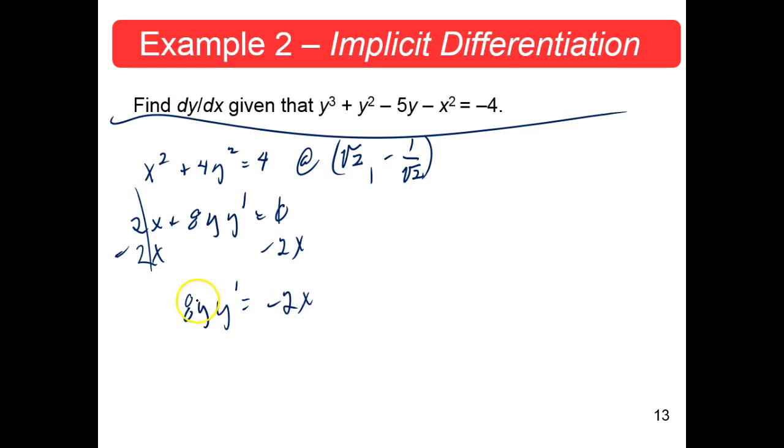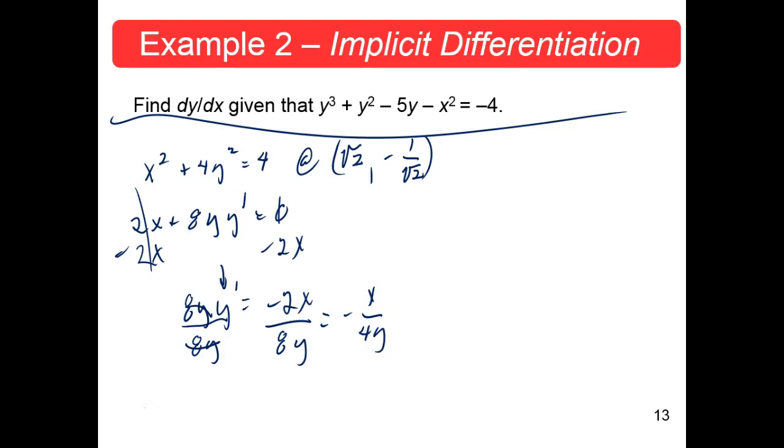Now what? And solve for y prime. How do you do that? Okay, done. Divide by 8y. All right, good deal. Okay, this goes out here. What goes out on the other side? Anybody? Yeah, divide out a 2. Minus x over 4y. Okay, simple answer, right?